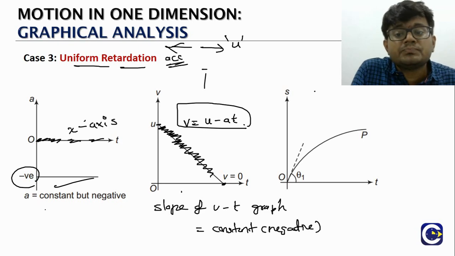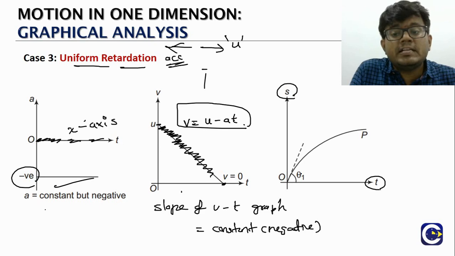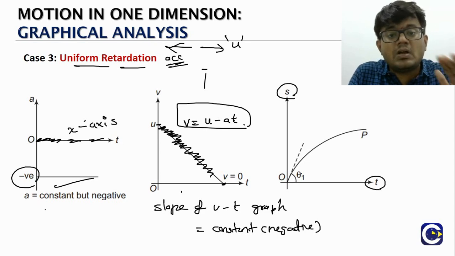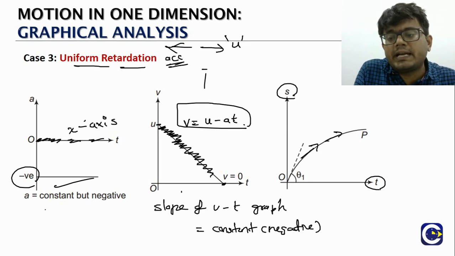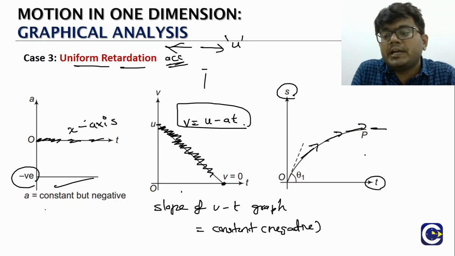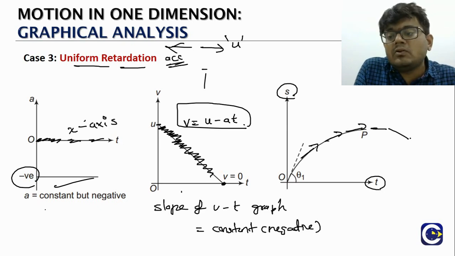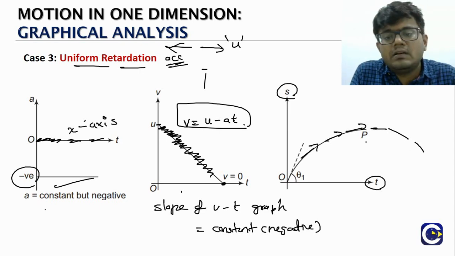What about the displacement time graph? As long as there is a velocity, the displacement keeps increasing. But if you take the slope of the tangent to it, the slope of the tangent represents the velocity, and you can see the velocity value keeps on decreasing. At some point it becomes 0. This is the point. And then the particle starts moving in the opposite direction.